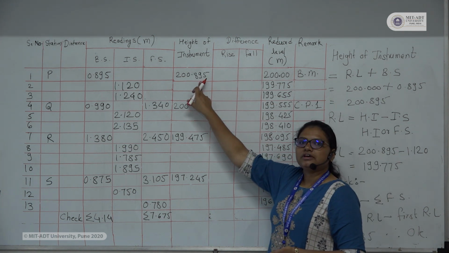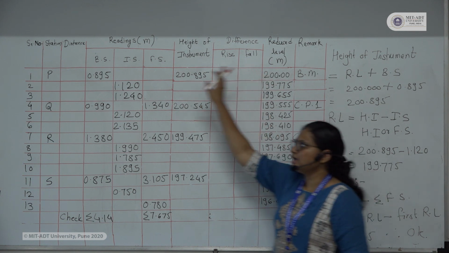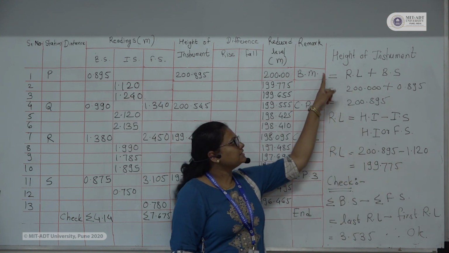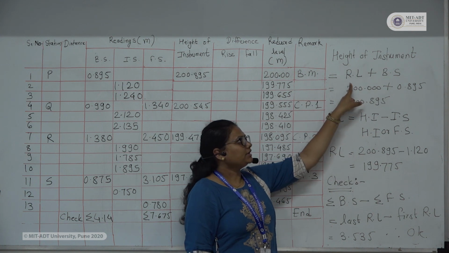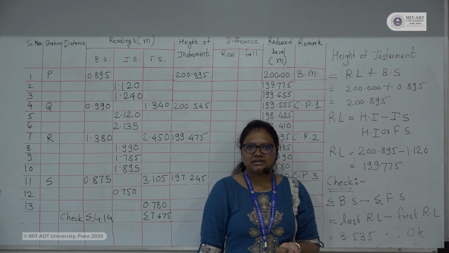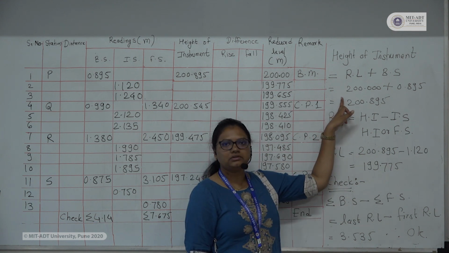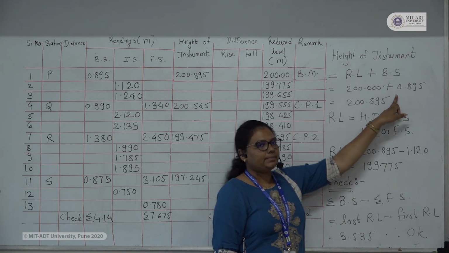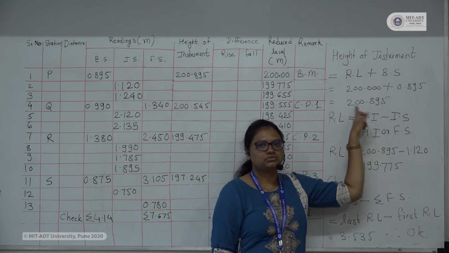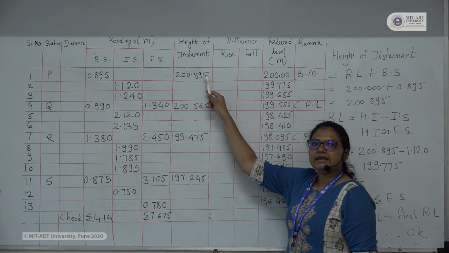So for the first point where we have to determine the height of instrument, we have to add these 2 readings, that is the reduced level and the reading of backside. So our formula for determination of this HI, that is height of instrument, is equal to reduced level plus backside. So at any point where you have taken the backside, at that point you have to change your height of instrument. So the reading for height of instrument for first point will be 200 plus 0.895, and that will be equal to 200.895. So same reading I have written here in the column of HI, that is 200.895.